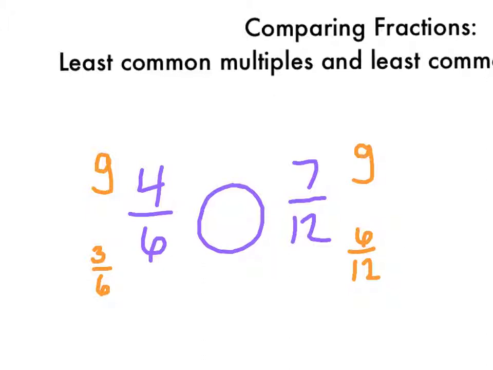All right, so that's what we're going to learn about today. Here's how we're going to do it. We're going to find the least common multiple of our two numbers. Okay, does that make somewhat sense?